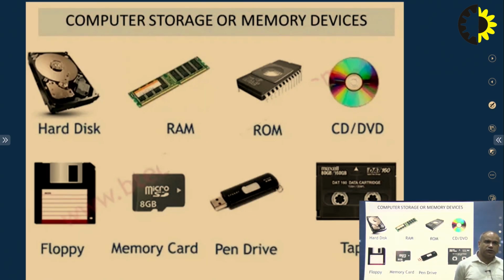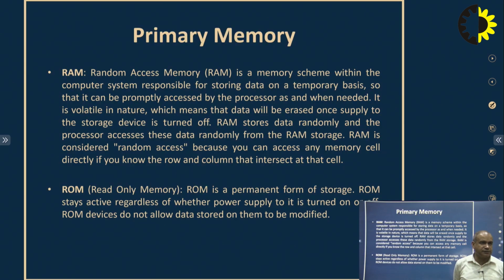Basically, these are the computer storage or memory devices. Most commonly we use RAM (random access memory), ROM chips, hard disk, CD or DVD, floppy disk, memory card, pen drive and tapes. We will discuss them one by one in the next slides. First we talk about RAM and ROM.